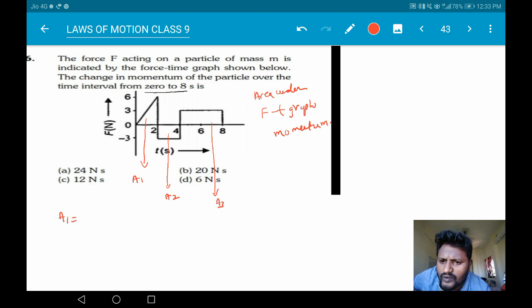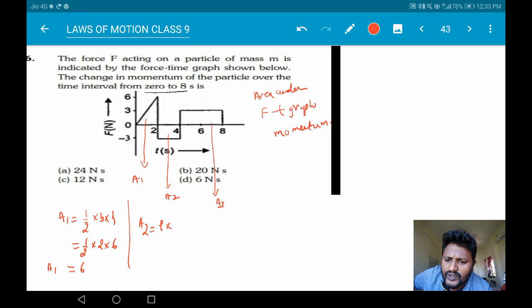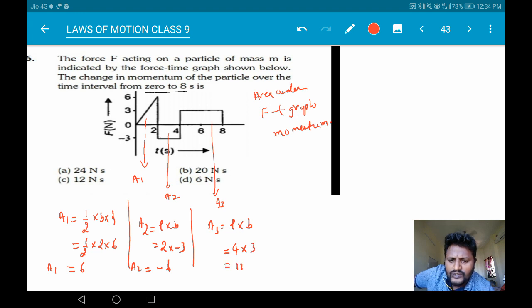Let us find the area 1. If you observe that graph, it is triangular in shape, therefore we can use half into base into height. So half into 2 into 6, so 6 is a1. And then a2 is length into breadth, so length 2 and breadth minus 3, so minus 6 is a2. And then finally a3, again we can use length into breadth, so length value is 4 and breadth value is 3, so 12.